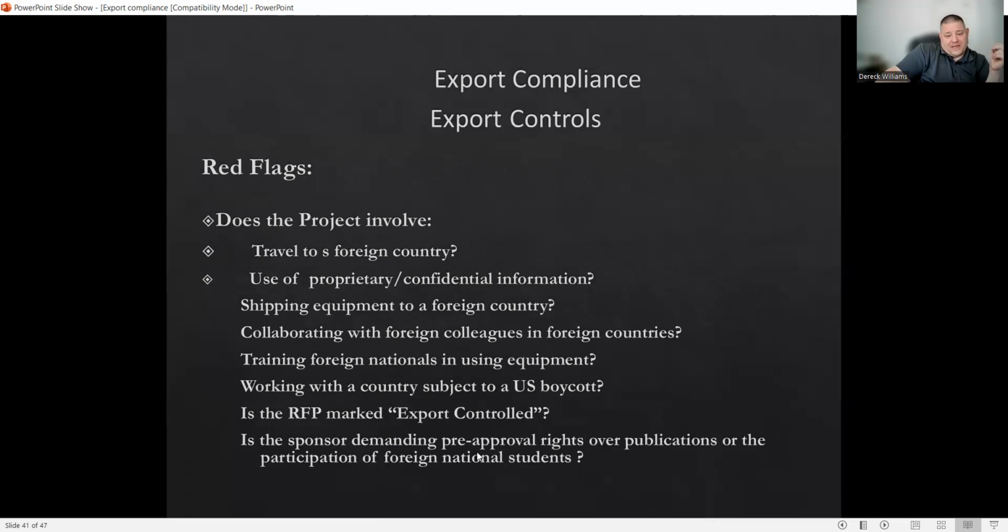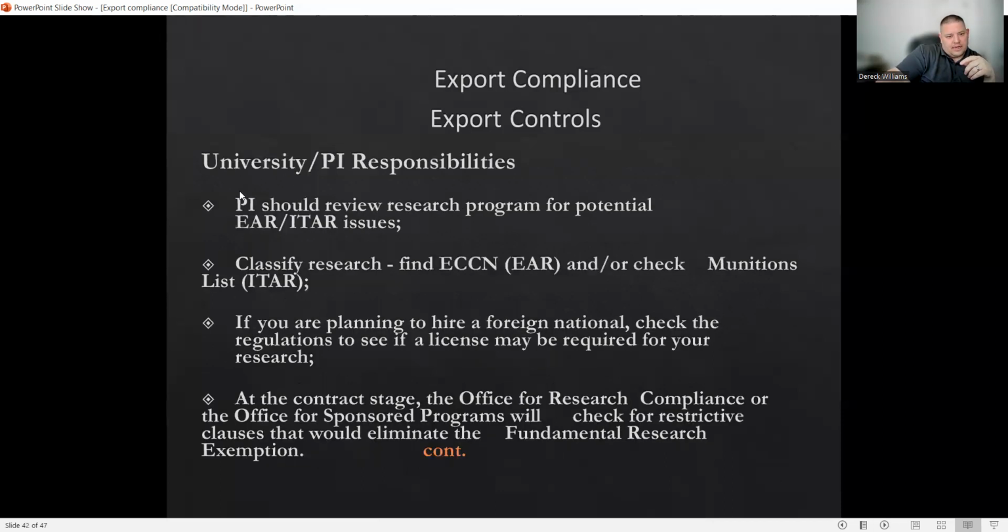Is the sponsor demanding pre-approval rights over publications or the participation of foreign national students? So again, another red flag. University and PI responsibilities. Private entities, or the PI, should review research programs for potential EAR and ITAR issues.